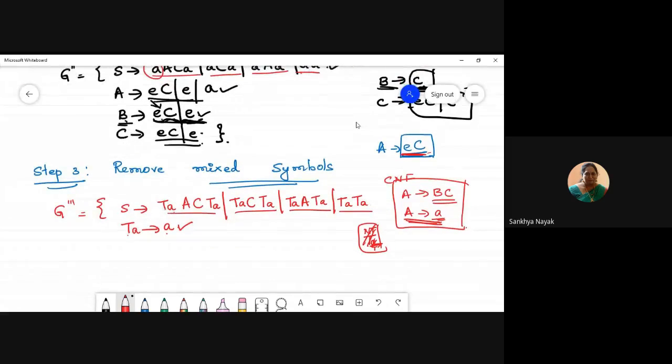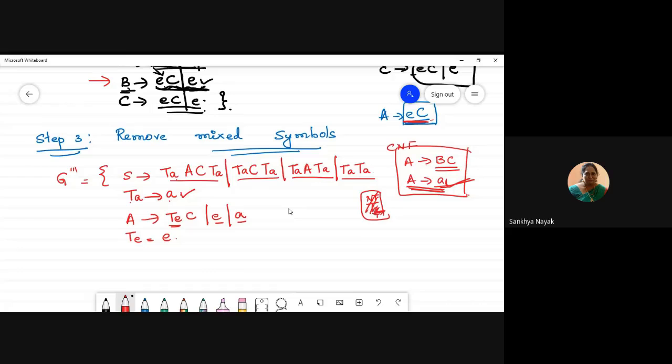What about the next one here? Again, there also, A derives, in place of E, I'll write T_E. But do we need to replace this? No, because they are already in this format. So here T_E is nothing but E. Now let us come to the next one, B. B is T_E, C or E. So everything is in this format. Similarly, C is also T_E, C and E.